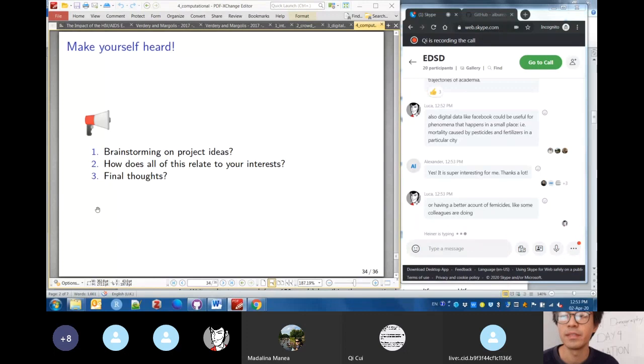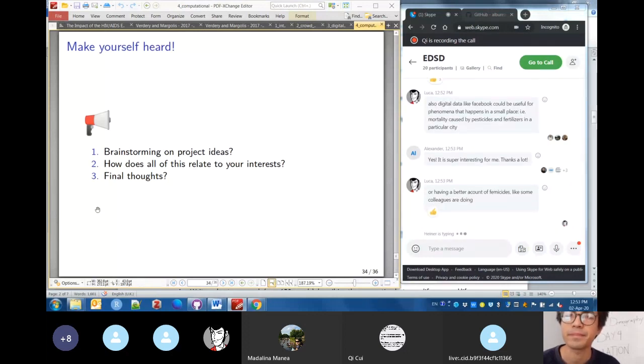Yes, femicide. Luca mentions having a better account of femicides. We have a project now with several colleagues at the lab and in other labs at the institute where we are collecting data on disappeared people from Twitter. With that you can get some estimates of this population that is normally hidden, and it's mainly young women who are affected in Latin America. So that kind of stuff you can also do.